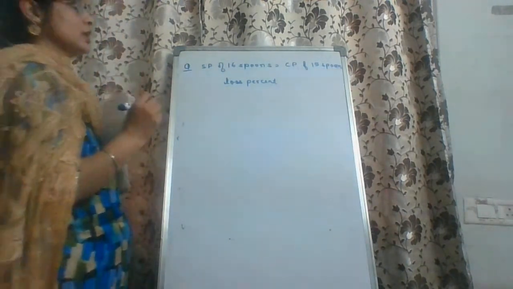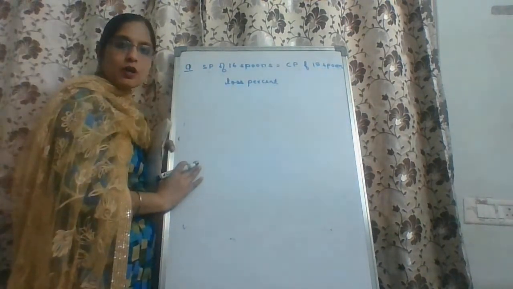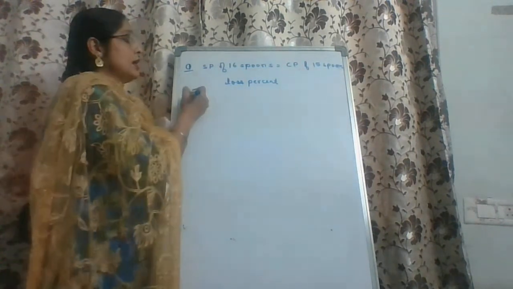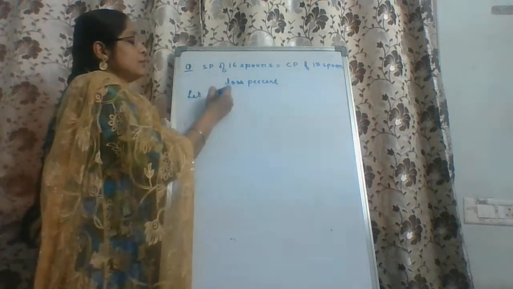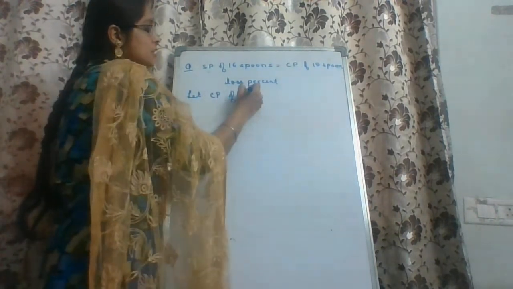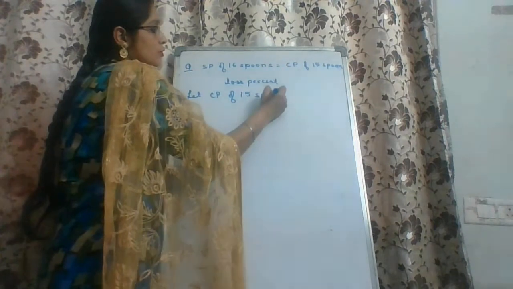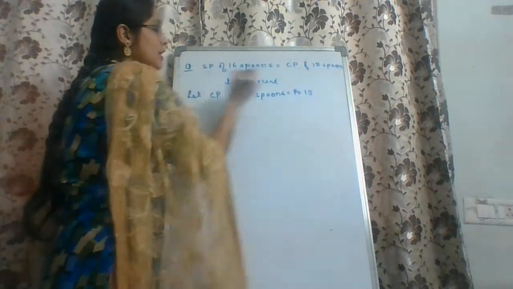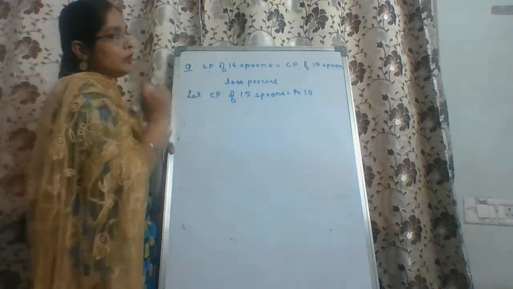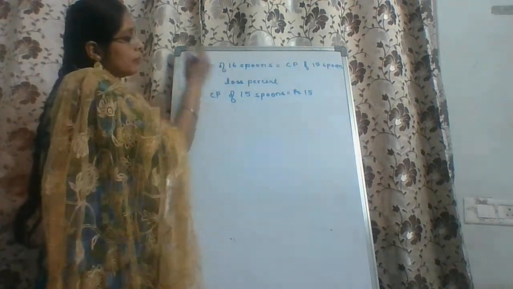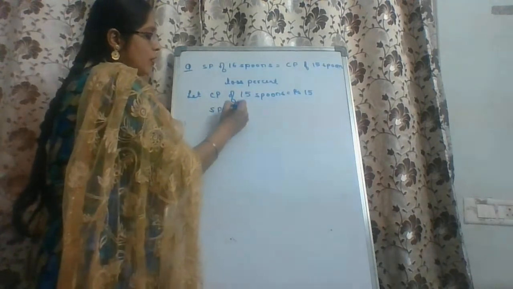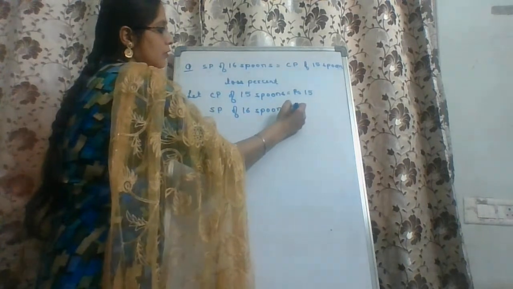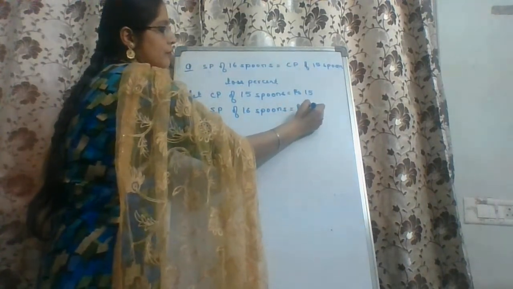In these type of questions, always assume cost price because then our calculations are reduced. Let CP of 15 spoons equal to rupees 15. If CP of 15 spoons is equal to 15 rupees, according to the question, SP of 16 spoons is equal to rupees 15.